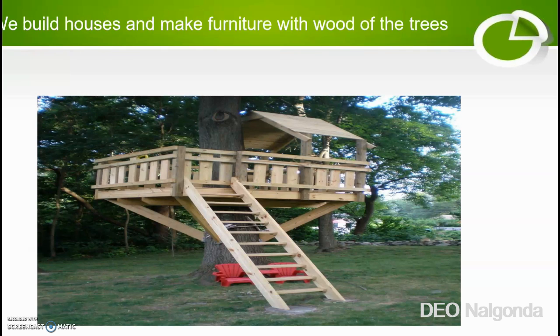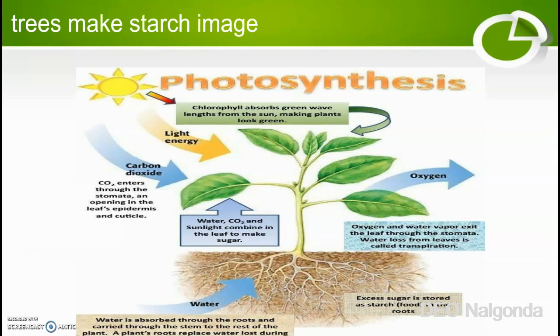It's very clear. And the other use of the trees is that we build houses and make furniture with the wood of the trees. What do you mean by furniture? The tables, the chairs, the cots, the benches we make from the wood of the trees. And now move on to the next slide, where we can see that trees make starch for us. They use the carbon to make the starch and let the oxygen out into the air. Then what will happen if there are no trees? Everyone would die. But trees help us to live.